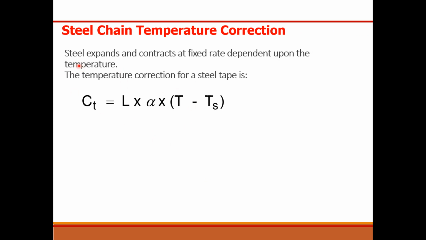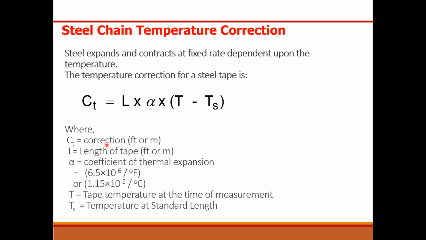Similarly, the second correction is the steel chain temperature correction. Steel expands and contracts at a fixed rate dependent upon the temperature. The temperature correction for a steel tape is CT equal to L into alpha into the difference of two temperatures, T and TS. CT is the correction in feet or meters. L is the length of tape. Alpha is the coefficient of thermal expansion, whose value in Fahrenheit and centigrade is mentioned here.